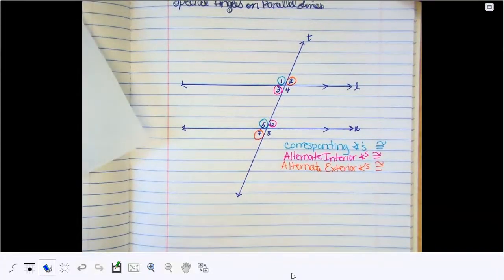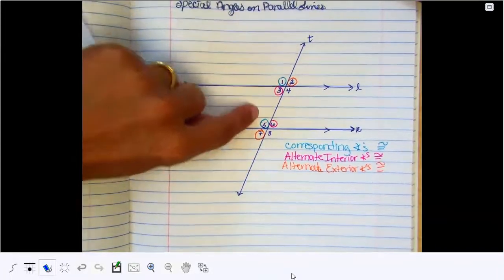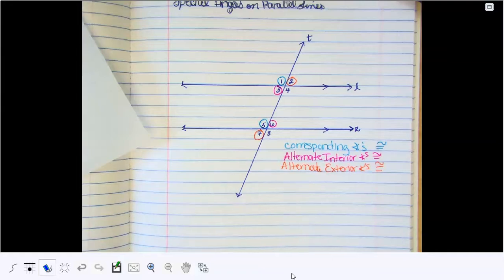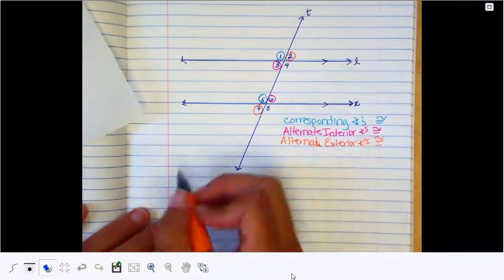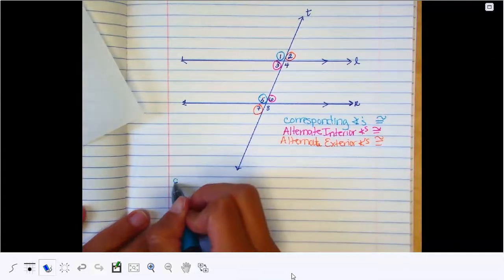There are some other properties that you'll notice. 3 and 5 add up to 180. So that's the main idea of this. So let's practice with that idea. So here is an example where we use this information.